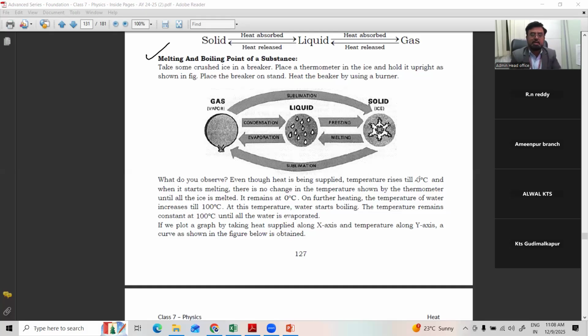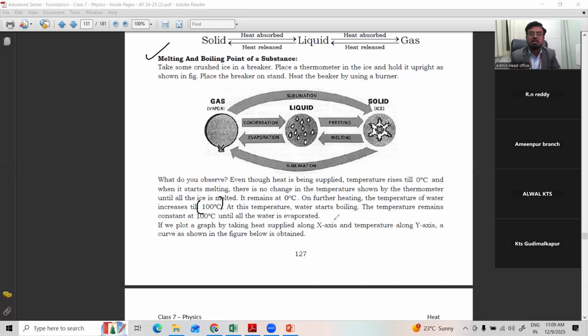So as heat is supplied, the temperature stays at 0 degrees, and when the ice starts melting, there is no change in temperature shown in the thermometer until all the ice is melted. Until all the ice pieces are melted, there won't be any change in the temperature. It remains 0 degrees. On further heating, the temperature of the water increases to 100 degrees.